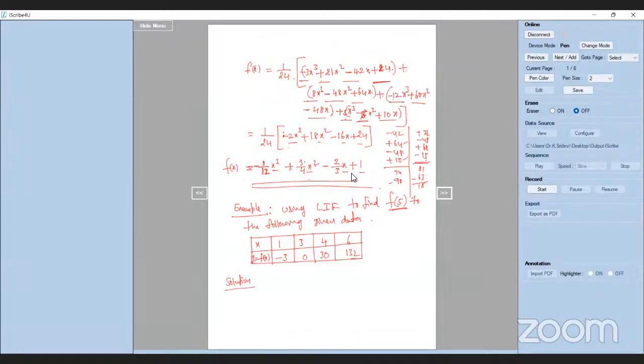Solution. So here we have to find the value, functional value at x equal to 5. So from the given data, we have to find the value of f of x at x is equal to 5 by using Lagrange's interpolation formula. So now I will take another page.